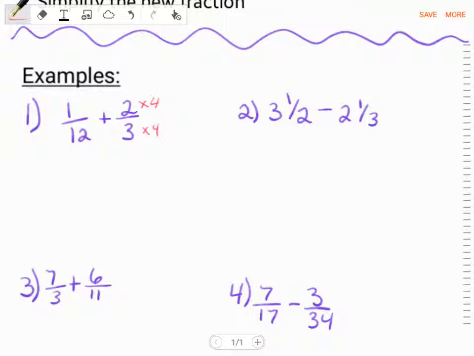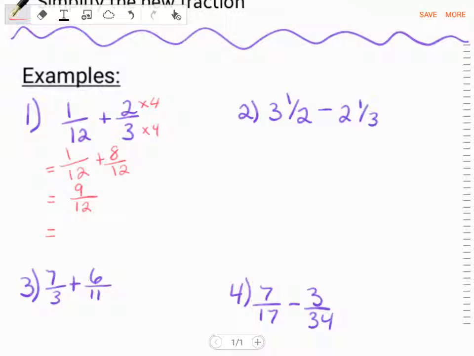So my new fractions here, I'm going to have 1/12, that's not going to change, and I'm going to add 2 times 4 gives you 8, 3 times 4, that gave us the 12 that we wanted. Okay, my next one, remember that my first step was to get those common denominators. Now I want to add my numerators. So 1 plus 8 gives you 9, you still have 12 in the denominator.